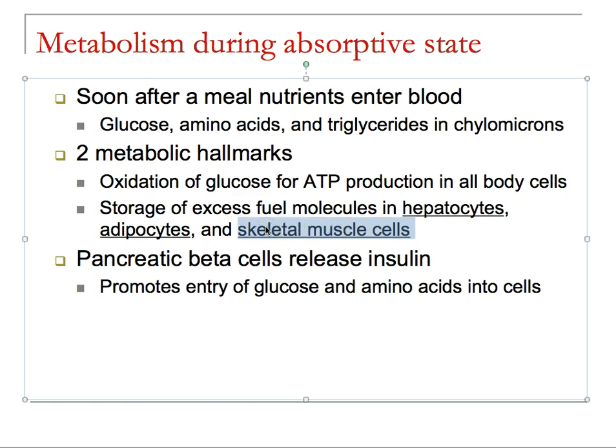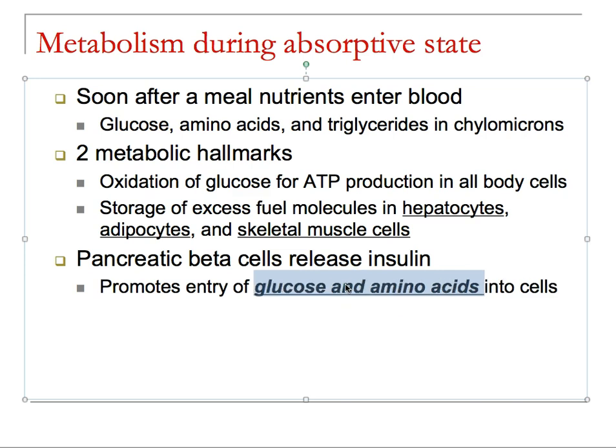Pop quiz. What are they? Well, in hepatocytes, we're going to store glycogen. Inside adipocytes, we're going to store triglycerides. Inside skeletal muscle cells, we store glycogen. And it's going to be the beta cells that release insulin to promote the entrance of glucose and amino acids into cells.